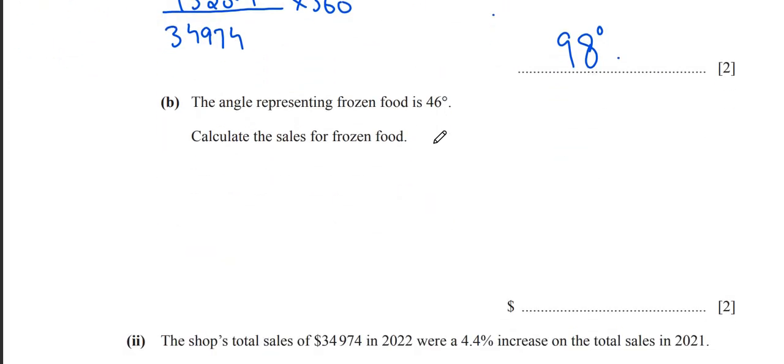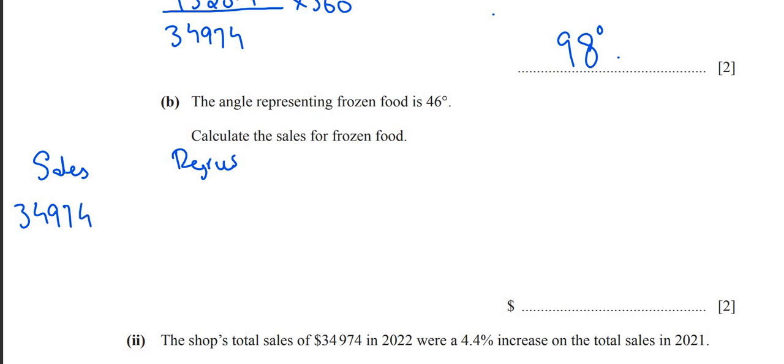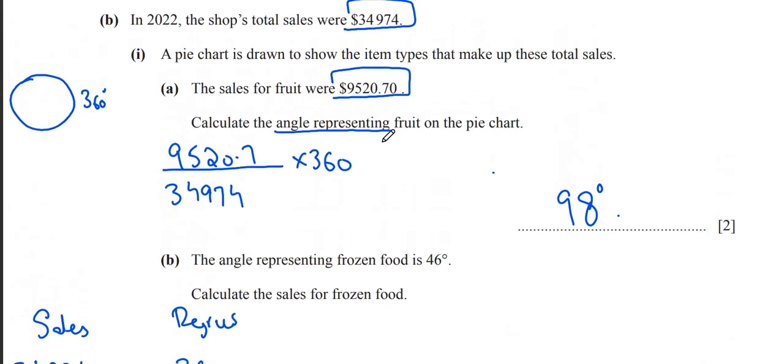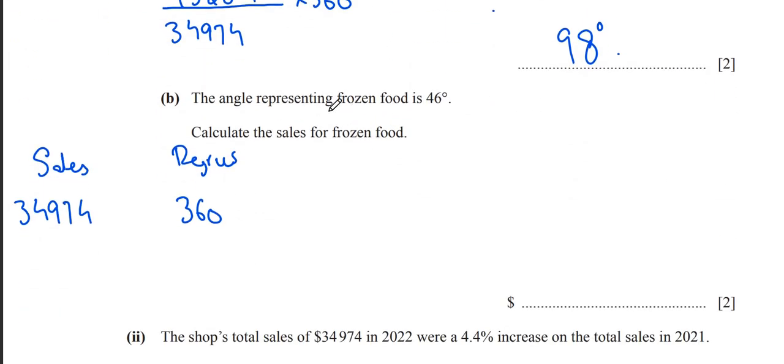Now I'm going to tell you a technique for this. Over here write sales. Over here write degrees. Look, total sales were 34,974, which means in degrees it's 360 degrees, because total degrees is 360. And the angle representing frozen food is 46. So I will write 46 here. Now I need to find the sales of frozen food, which I don't know. In the sales column I'll just write X.